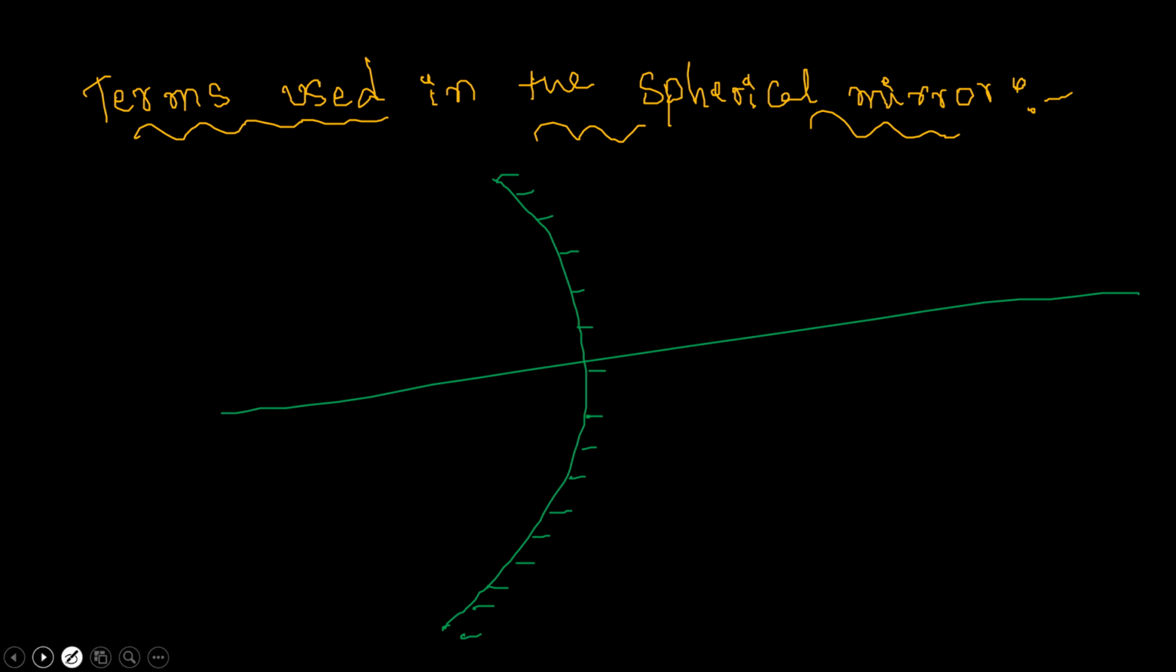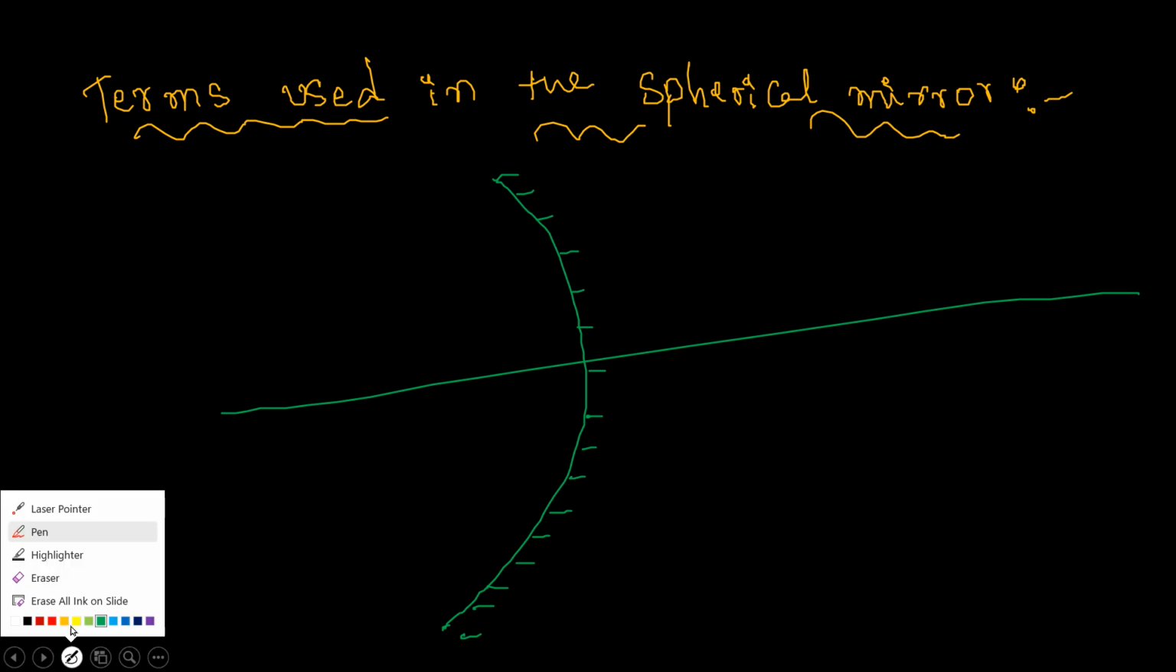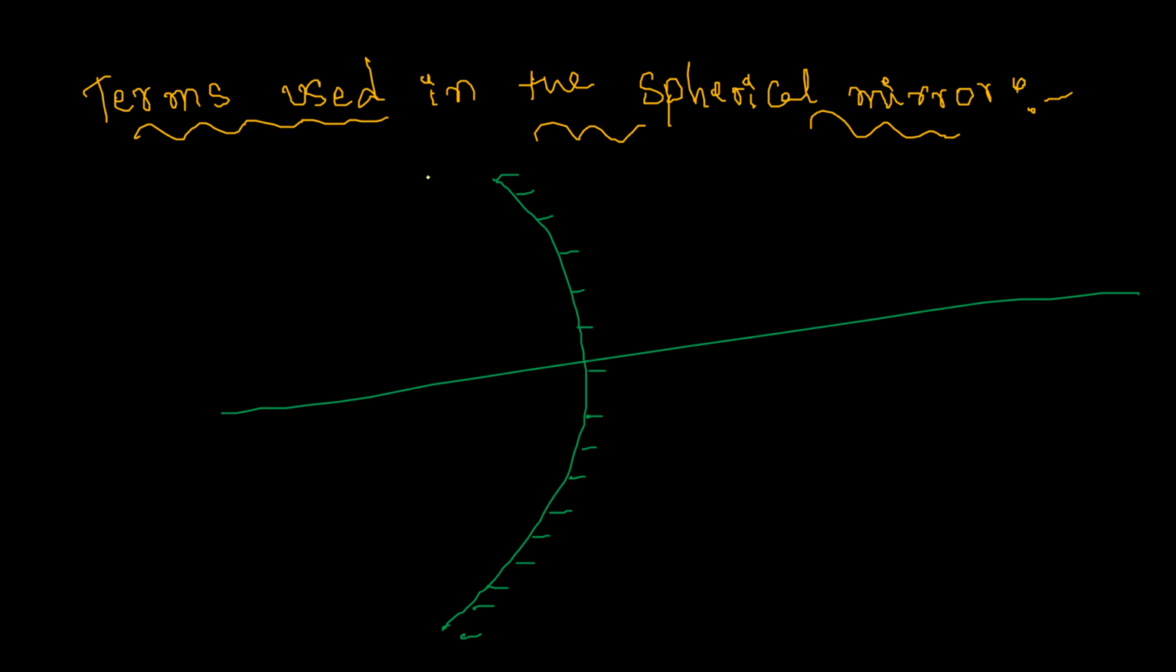Concave mirror, I am considering. Actually, it is a part of the sphere. I am considering it like this. This is a part of the sphere. The midpoint of the mirror is called the pole.